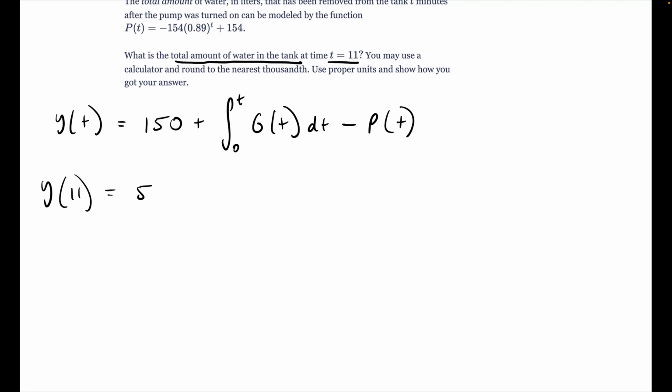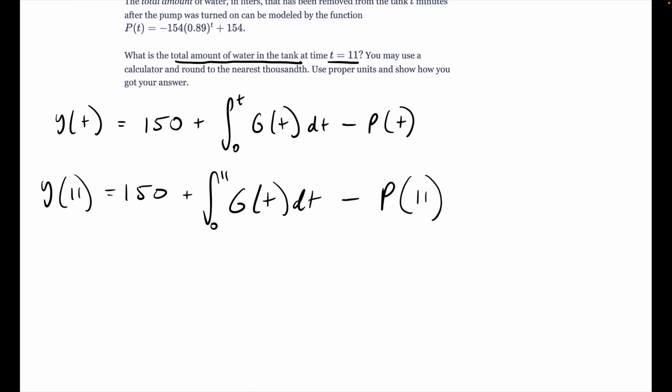So 150 plus the integral from 0 to 11 for G of T. That's the only place we don't put 11, because we're integrating that. And then minus P of 11. Okay, so that's what we have to do using the calculator. Well, 150 is just 150. We don't have to do anything to 150. So let's go to the calculator now.